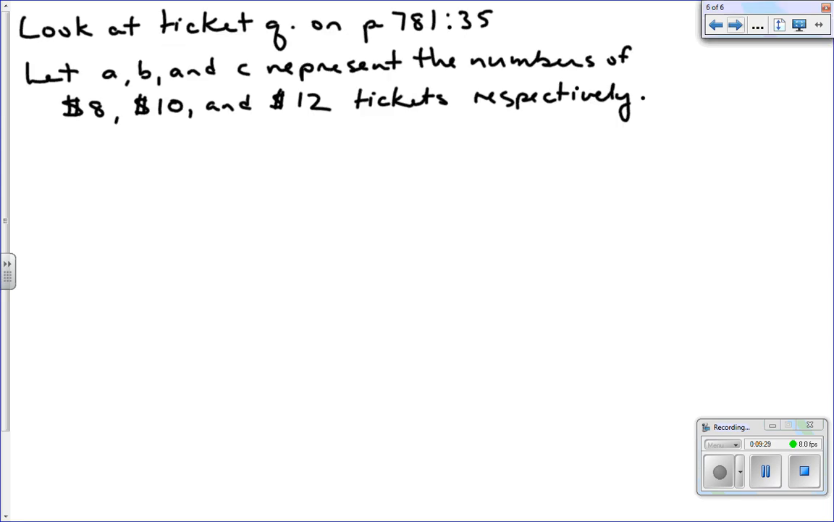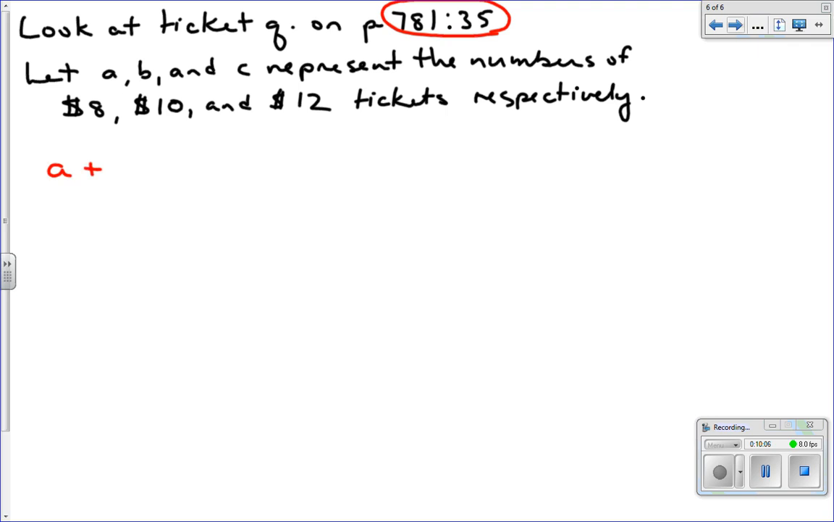If you turn in your book to page 781, number 33, there's a question there about selling tickets. I'd like to just work through that solution using the inverse matrix and the technology available to us. Our first step in solving that problem will be to state what our variables are. So we can say let A, B, and C represent the numbers of $8, $10, and $12 tickets respectively. Then from the information in the problem, we can find our 3 equations.